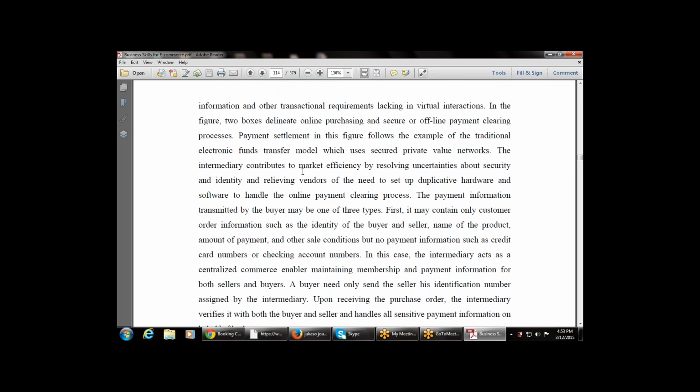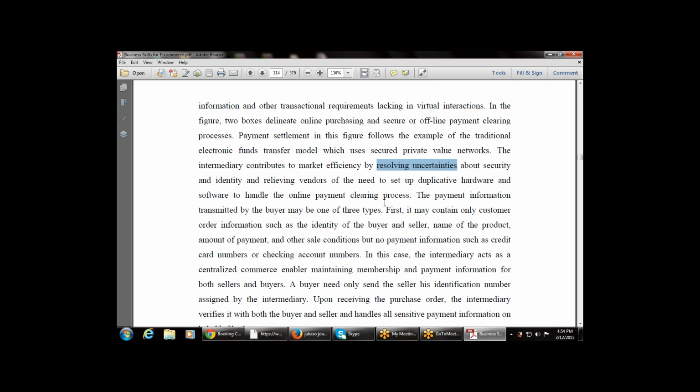The intermediary contributes to market efficiency by resolving uncertainties. So there are so many uncertainties that are also resolved, about security and identity, and it relieves vendors of the need to set up duplicate hardware and software to handle the online payment clearing process. The payment information transmitted by the buyer may be one of three types. First, it may contain only customer order information, such as the identity of the buyer and the seller, and the name of the product, amount of payment, and other sale conditions, but no payment information such as credit card number or checking account number.